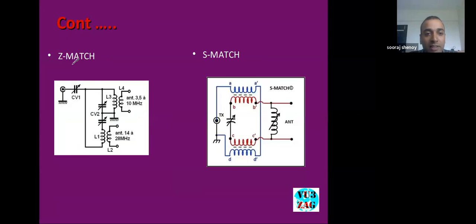Now, next one is a Z match. This is an effective solution, and many of the commercial tuners are available with Z match. And next one is S match. This is the latest one, and this is actually described in an ARRL handbook, and it does have some advantages over the previous types of match. So we'll be focusing mainly on link coupling. Our tuner workshop is mainly focused on that type only.